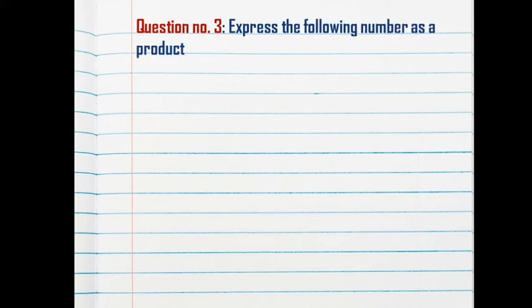Then question number 3. Express the following number as a product of power of prime factors. So here a number is given, we have to write that number as a product of power of prime factors. It means we have to write down the prime factors of a particular number. So question number A is given, 112.